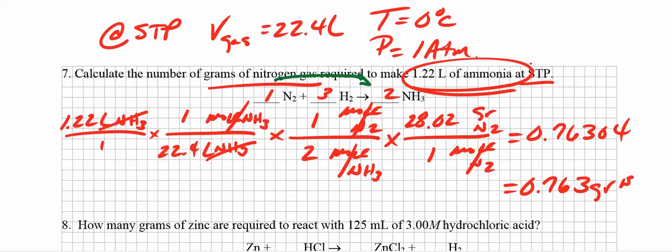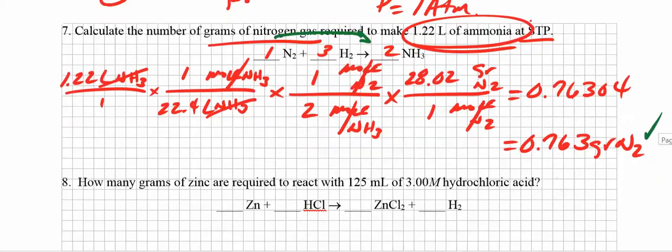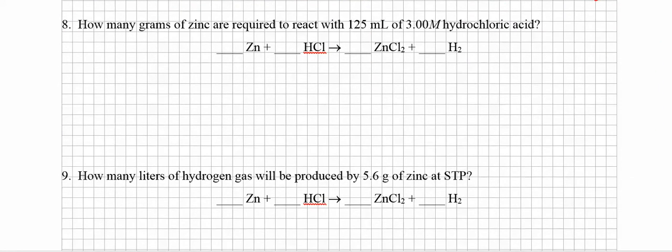Let me make that a little neater. Grams of nitrogen gas. And I am done with this problem, okay? Let's go to number 8. Number 8 says, how many grams of zinc are required to react with 125 milliliters of a 3.00, and then there's this capital M hydrochloric acid.